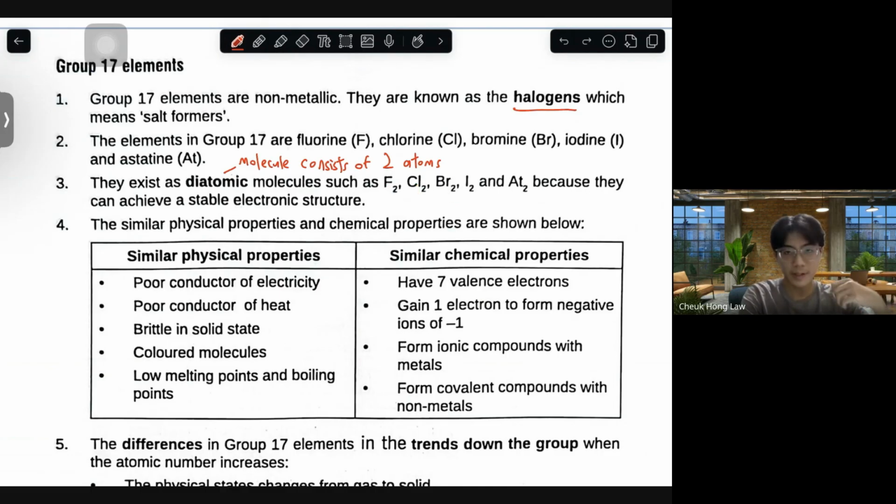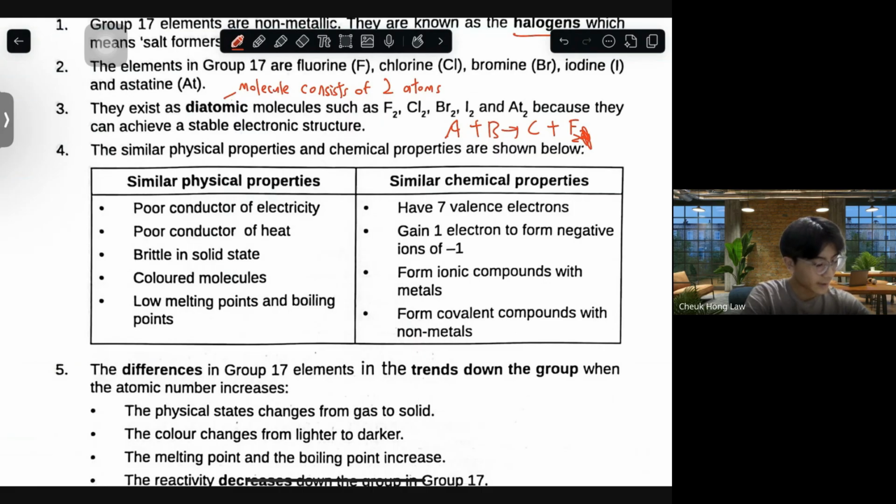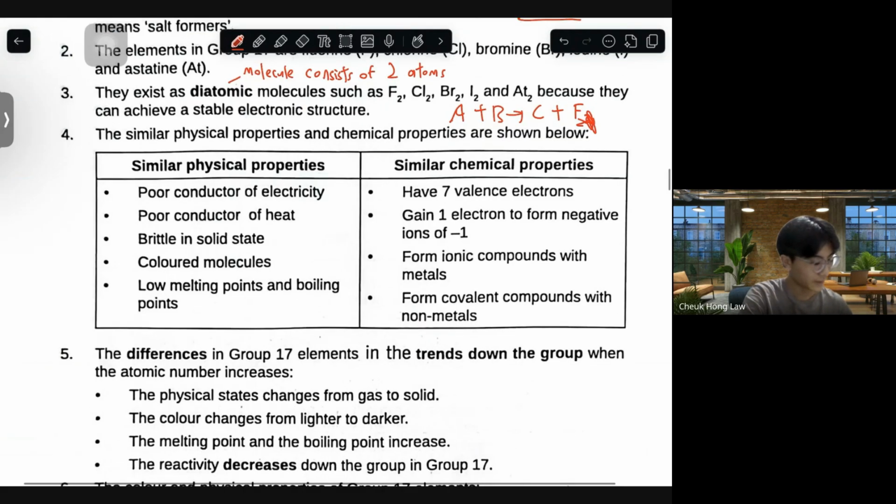Okay, so when you're writing your equation, you have what? A plus B gives you C plus fluorine. Make sure your fluorine has a 2 here. So it shouldn't be just F. It should be F2 when you're writing your equations. All right. So let's look at the similar physical properties and the similar chemical properties.